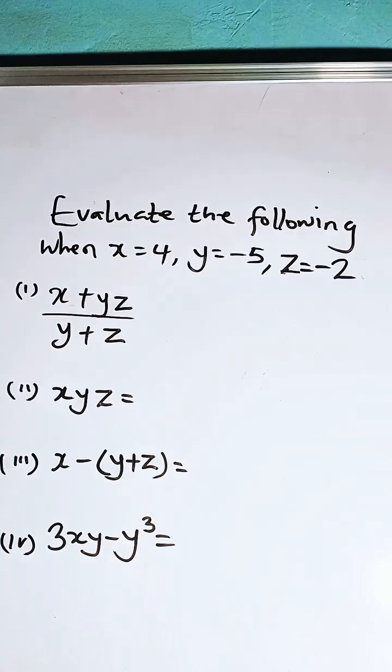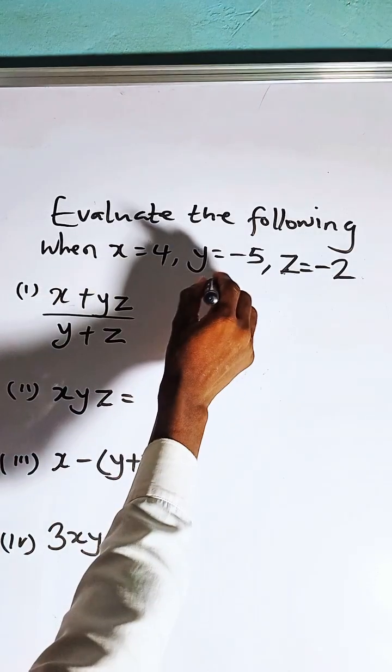0.16. The question says, evaluate the following when x equals 4, y equals -5, z equals -2. So how do we do the solution?